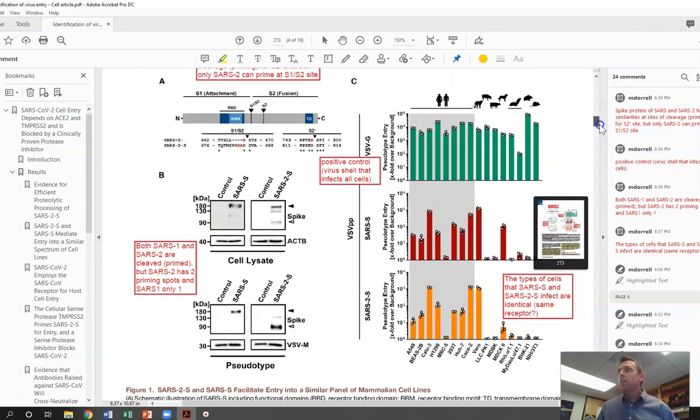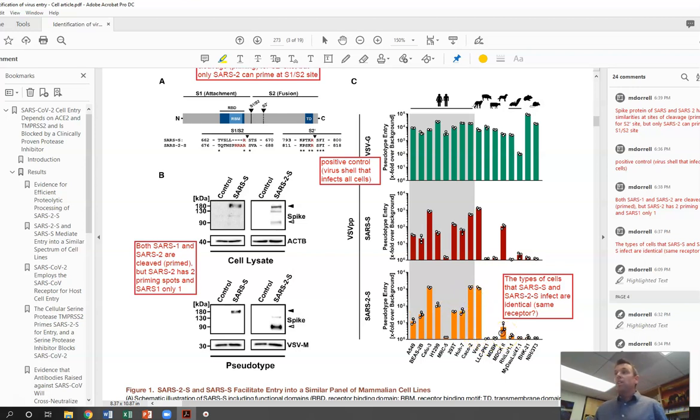So what they're showing here is that any cell line that was infected by SARS-S, that original SARS from a couple decades ago, was also infected in a very similar pattern by SARS-2, the COVID-19 SARS. And this includes most of the human cell lines, that monkey cell line, and this MDCK2.